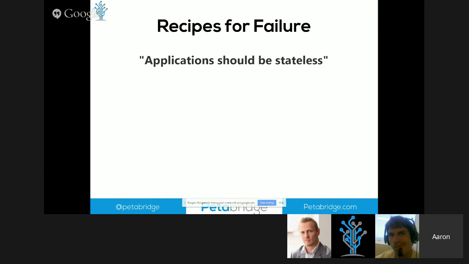So here are some things that I consider to be recipes for failure in this new future, where the reality is that we're expected to deliver more, and we're all going to have to build distributed systems. "Applications should be stateless." That's simply not true. We couldn't build in-app marketing without putting state in the application layer. And believe me, we tried empirically to prove that wrong at great cost.